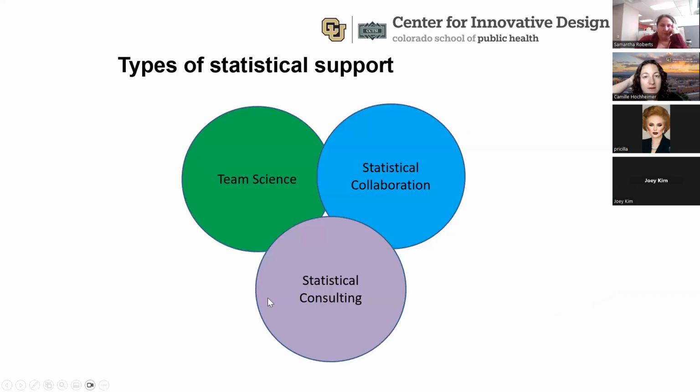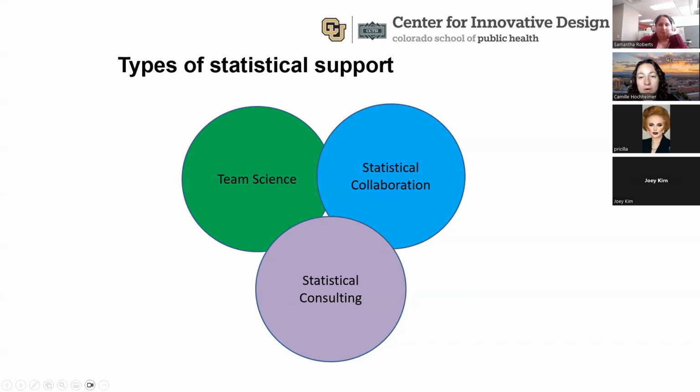To dive into the different types of statistical support, I have this Venn diagram, because there are similarities between these and also differences. So I guess that's why it's a Venn diagram. We have team science, statistical collaboration, and statistical consulting.